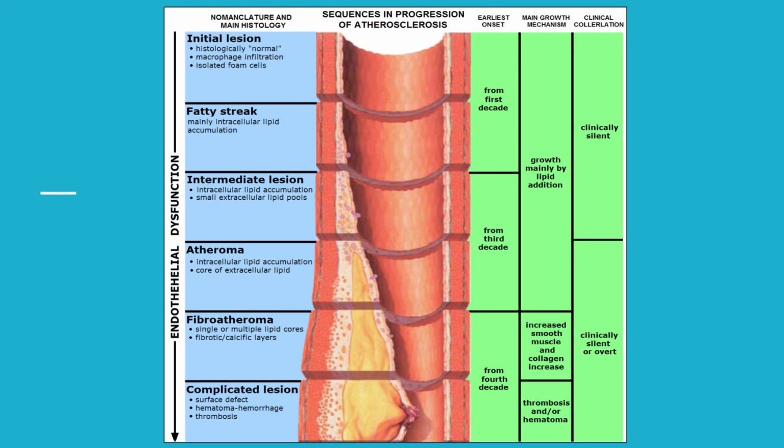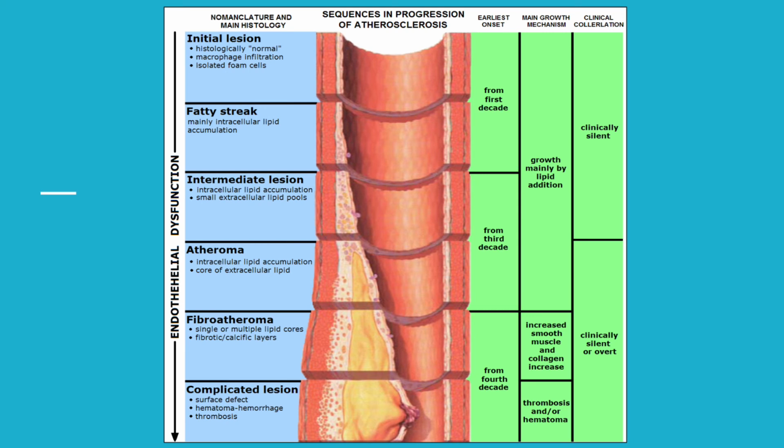This is an illustration of the pathogenesis of arteriosclerosis, ranging from the initial lesion of the intimal wall by macrophages and foam cells, as well as intracellular lipid accumulation forming a fatty streak starting in the first decade. The initial lesion and fatty streak are clinically silent. Continued intracellular lipid accumulation will eventually form extracellular lipid pools, which are now visible under the microscope, which contributes to the formation of atheroma.